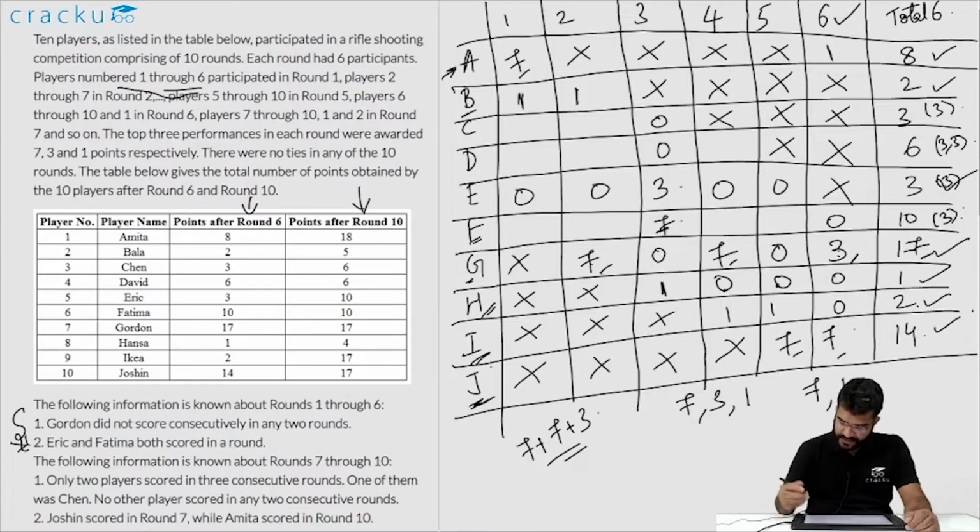Now all we need to do is we have 4 3s left. There is 1 3 from C, there are 2 3s from D and there is 1 3 from E.